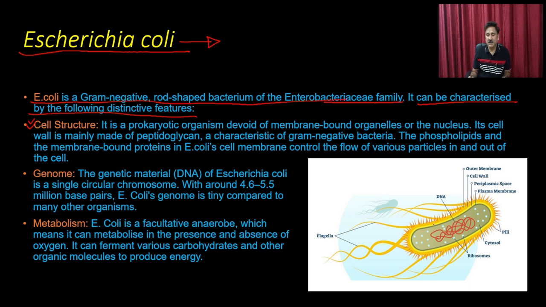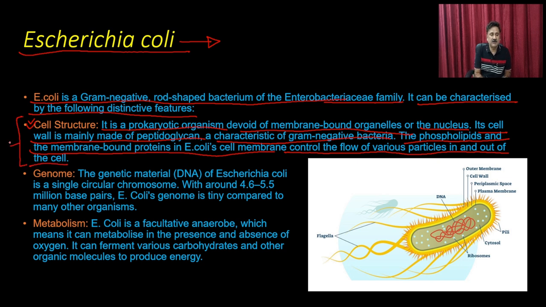Cell structure. You can see this is the cell structure of an E. coli. It is a prokaryotic organism devoid of membrane-bound organelles or a nucleus. Its cell wall is mainly made up of peptidoglycan, a characteristic of gram-negative bacteria. The phospholipids and membrane-bound proteins in the E. coli cell membrane control the flow of different particles in and out of the cell. So, the cell structure is just like a standard bacterial cell, right. It is a prokaryotic organism, so it does not contain a nucleus or membrane-bound organelles, and it contains a thick cell wall.